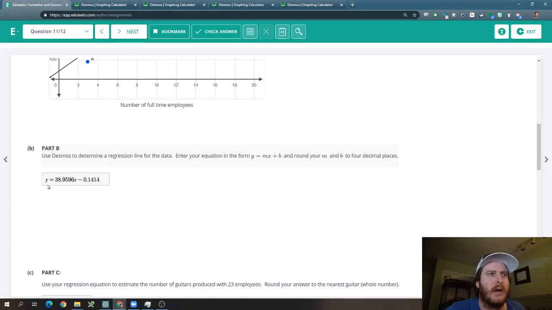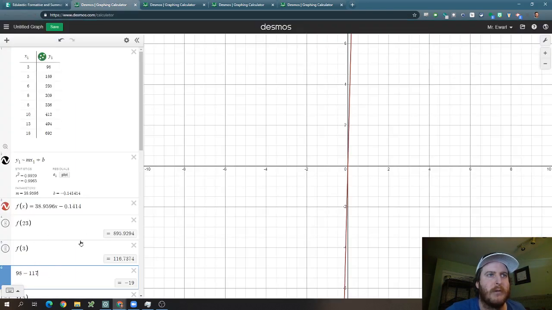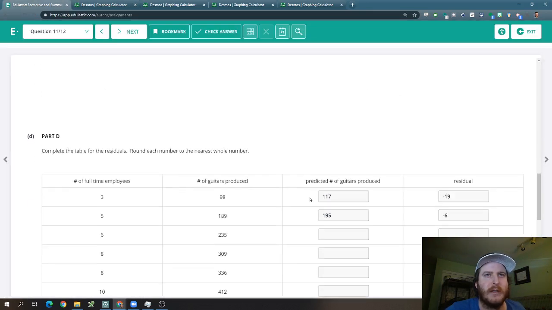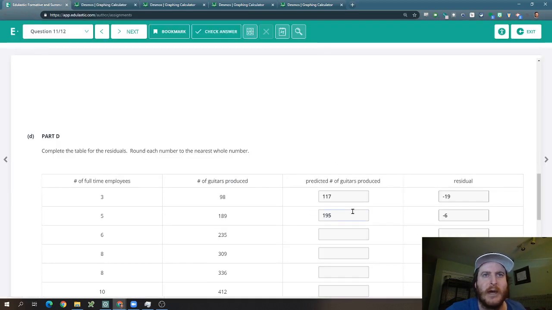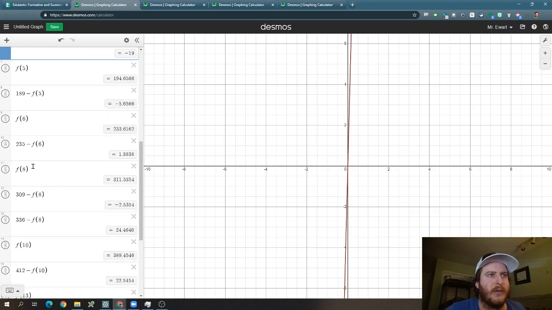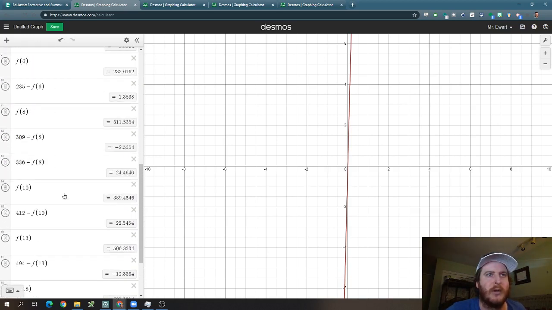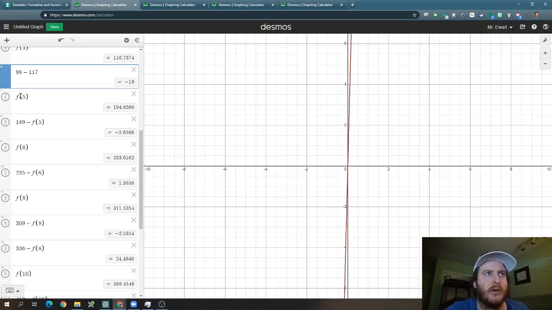So f of 23, we got 896, right? Then f of 3, we got 117. We subtract that, we get negative 19. F of 5, we'll get 195. We subtract 189 minus 195, we get negative 6, right? And then you can fill out the rest of it on your own. So I will skip ahead and do that for us. And so here is the remainder of our table. You can go ahead and pause the video and copy that down if you need to, but really you should be able to do that on your own, kind of using Desmos.